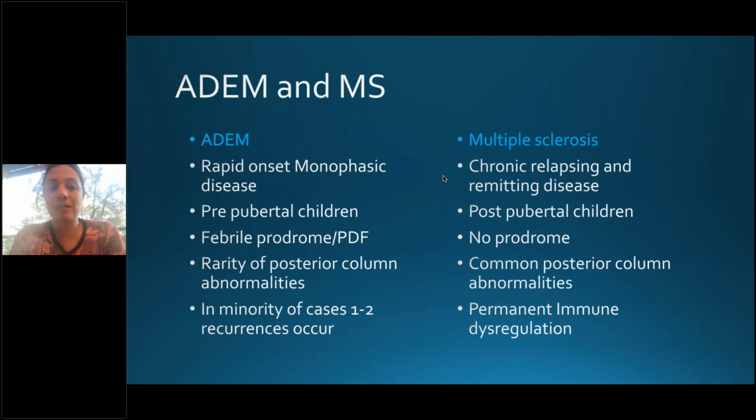In a minority of cases in ADEM, sometimes you'd have 1 to 2 recurrences. That's why we have to keep a close follow-up on those children, but then they recover. But in multiple sclerosis, it's a permanent immune dysregulation, and they continue to have a relapsing and remitting disease.